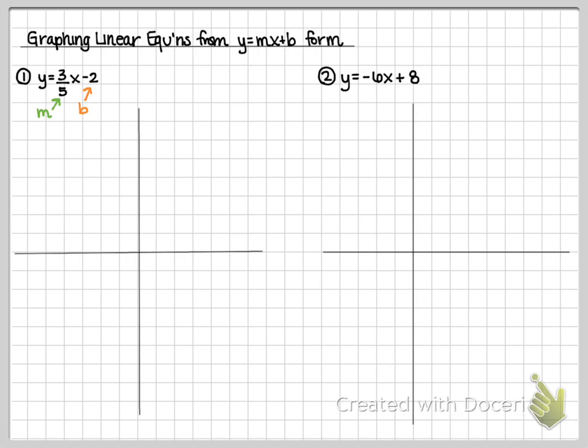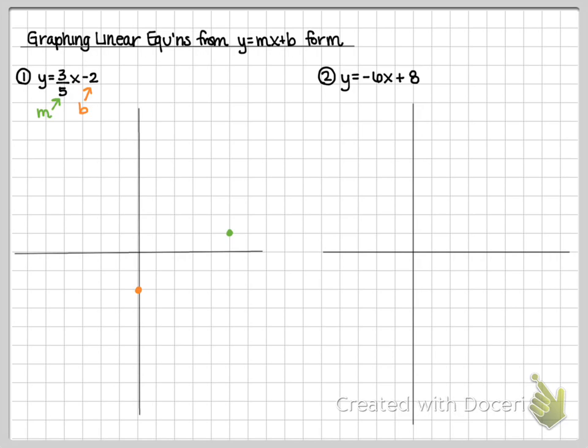So using my y-intercept, I'm going to go on the y-axis down to 0, -2. I'm going to go ahead and plot that point. Then I'm going to use the slope to be able to find the next point. So from this point that was given to us, we're going to rise 3 and run 5, both of which are positive, so we're going to go up and then right.